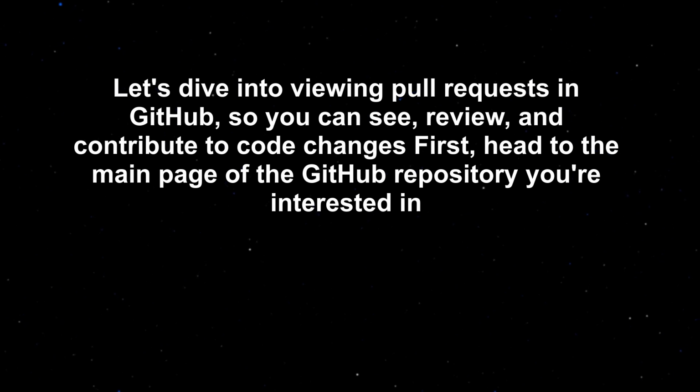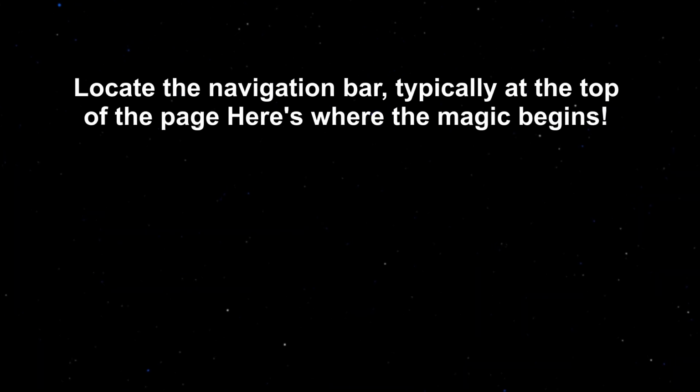First, head to the main page of the GitHub repository you're interested in. Locate the navigation bar, typically at the top of the page. Here's where the magic begins. Look for the Pull Requests tab, usually next to Code and Issues. Click on it. This will take you to the pull request overview.